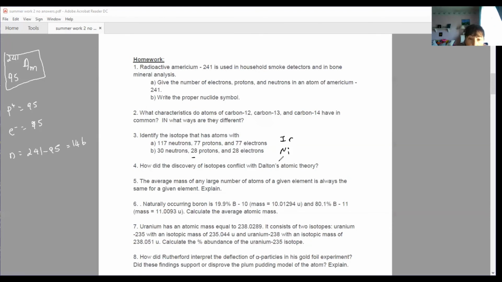Naturally occurring boron is 19.9% of mass 10.01, and so on. And 80.1% instead is of the other mass. Calculate the average mass. Again, you do 19 over 100 times 10.01, plus 80.1% of the mass 11.00, and you find the average mass. And you should have 10.811.